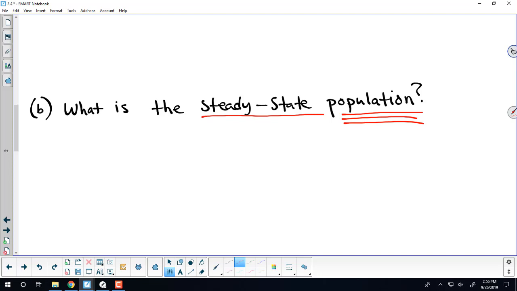Steady state population is really you're answering the question, based on the population of whatever I'm measuring, does it actually ever level off? Does it reach a steady state where the population is not increasing and not decreasing? To answer that, we have to answer the question: what is the limit as t approaches infinity on the population function p of t?